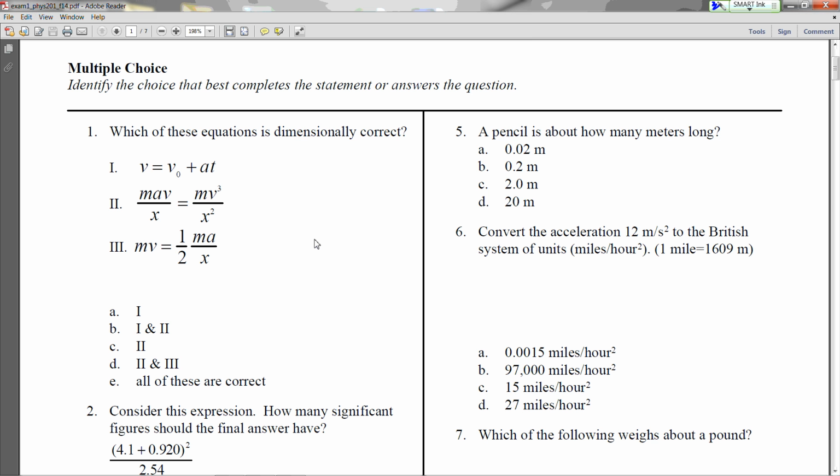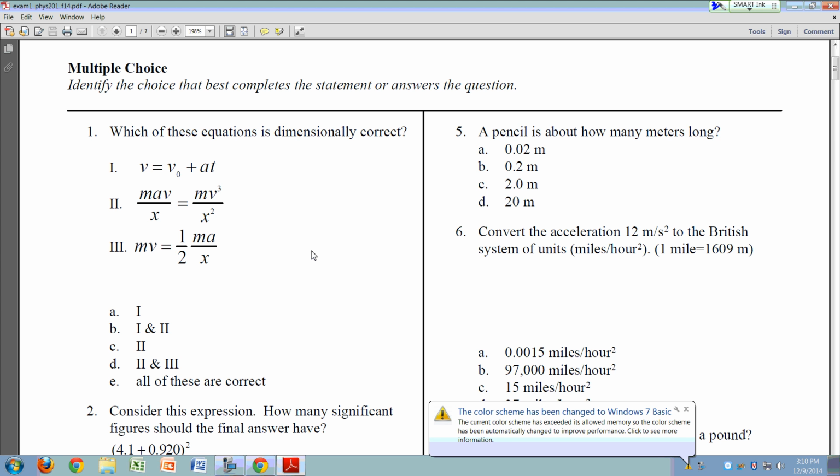For example, on the multiple choice, you'll have one like this tomorrow, where you have to determine is it dimensionally correct. But instead of these equations, you're going to have some different equations. I'll give you the same question, but it'll be just different equations. Is that clear what I mean? That's how I'll change up the questions.